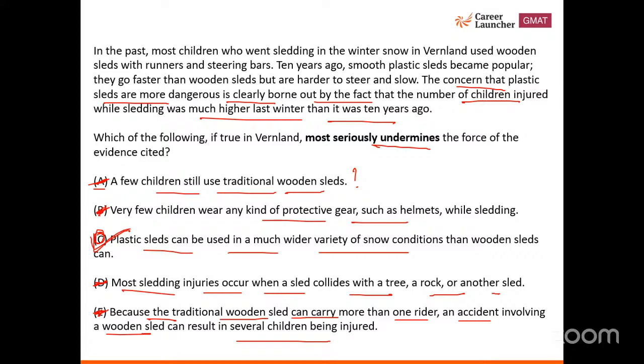So obviously, if it is being used more, it is going to be involved in more accidents, more injuries, right? Let's say you tell me, who's more likely to be involved in an accident, guys? Someone who drives for 10 kilometers or someone who drives 10,000 kilometers? Obviously, someone who drives 10,000 kilometers, right?